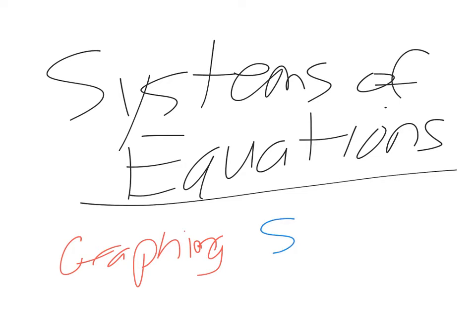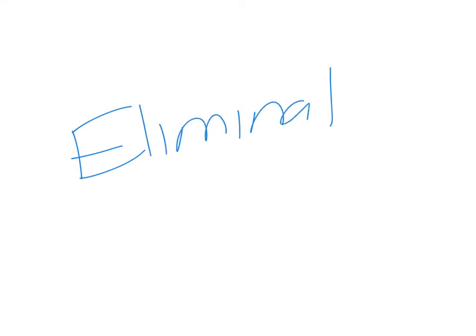So then we talked about substitution. And substitution worked well. Most of the time, I would say substitution worked well. There were a few times where substitution isn't exactly the easiest one to use. So maybe there's a better way. Of course there's a better way. That is known as the elimination method.